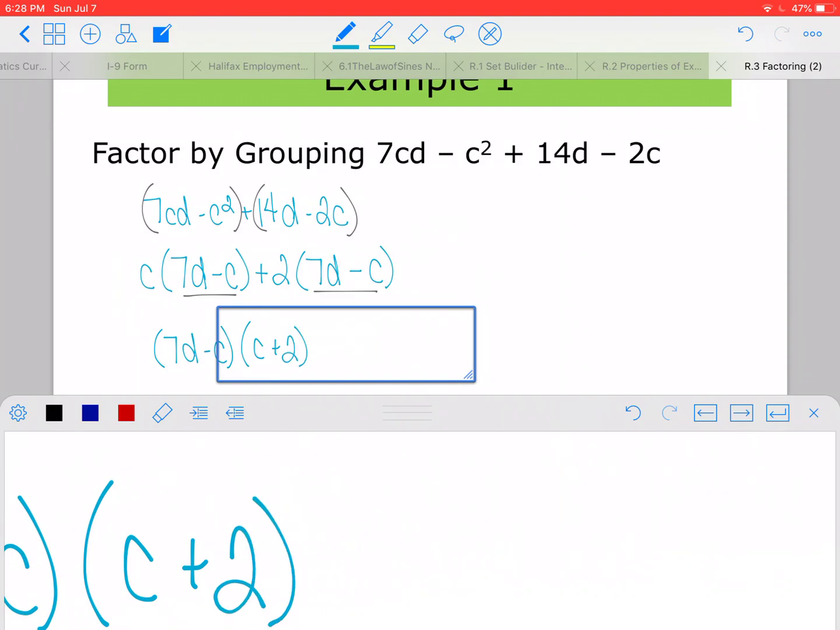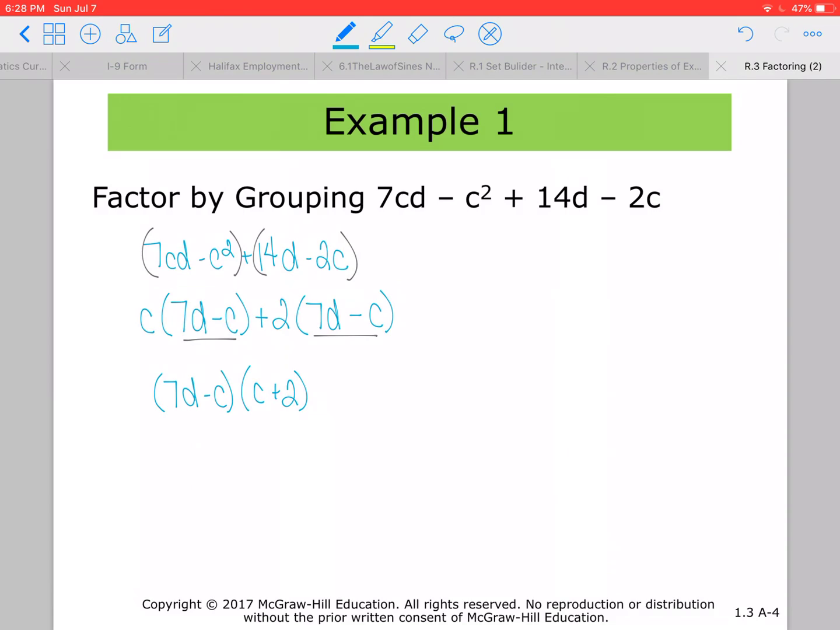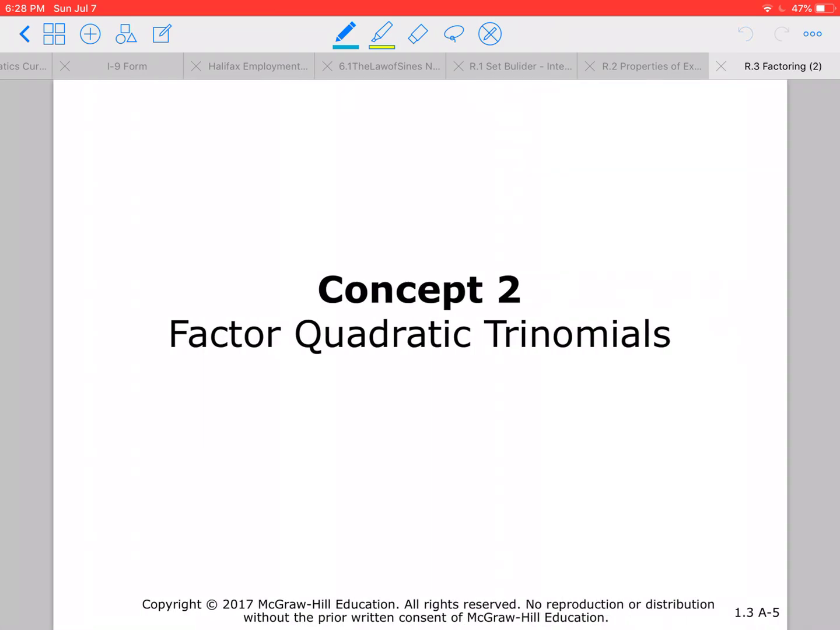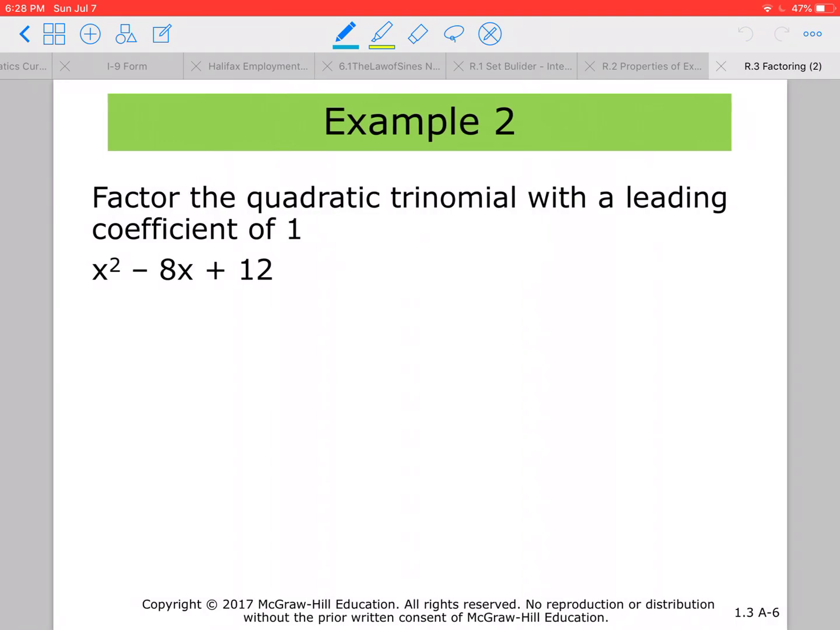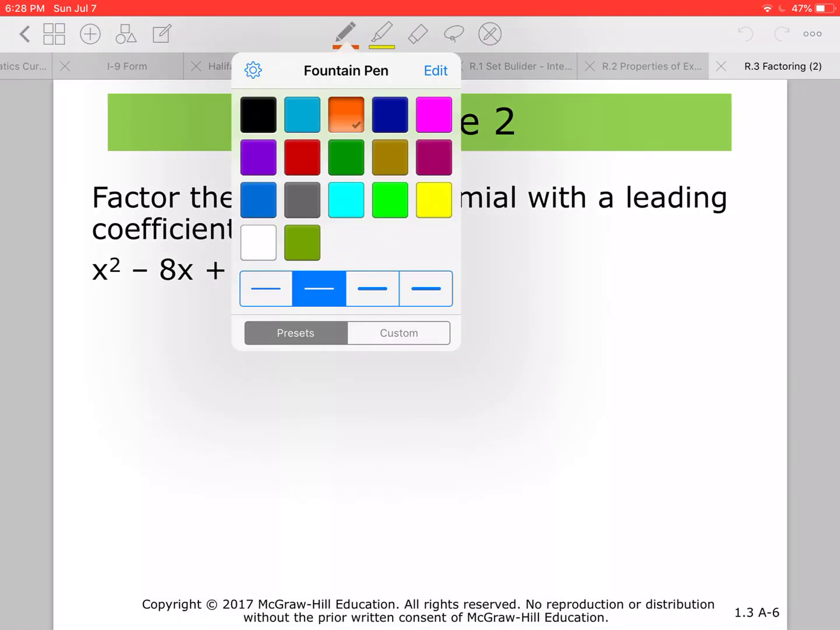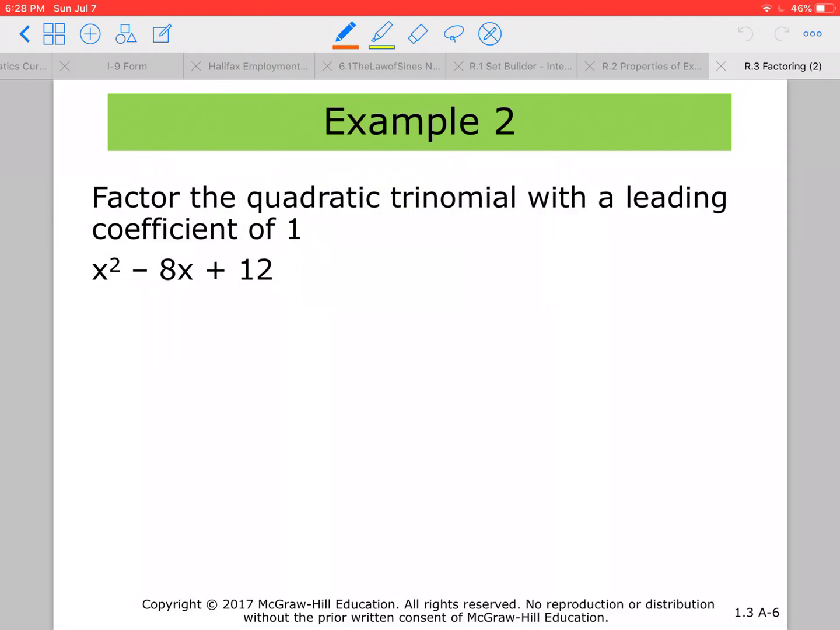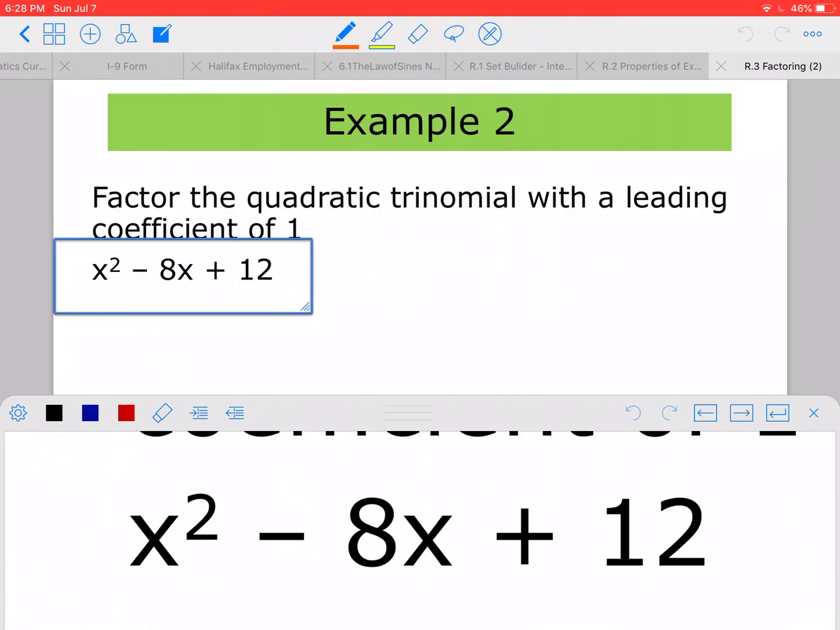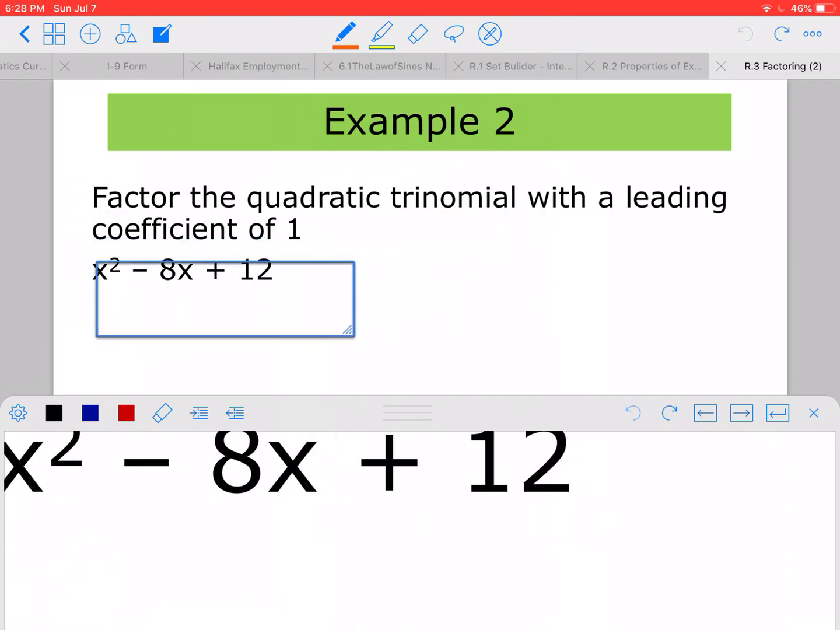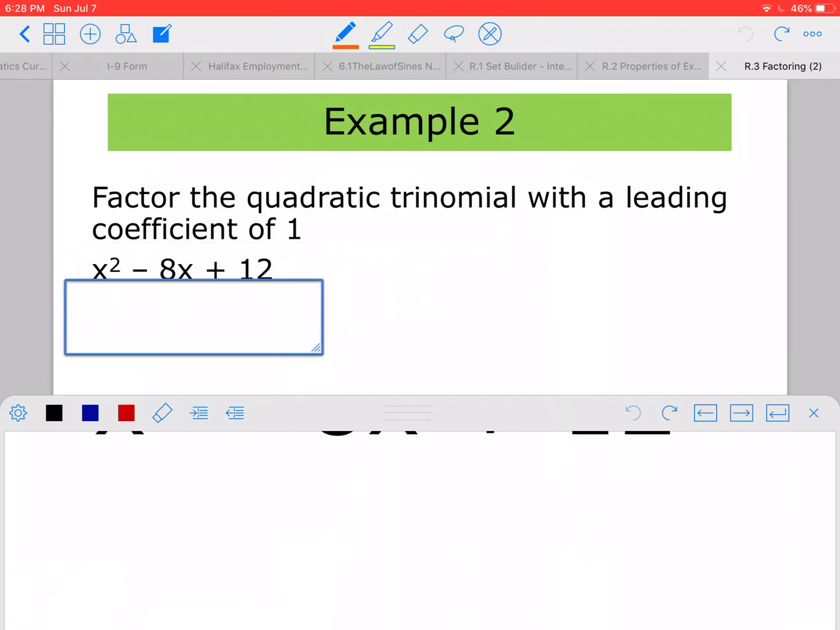So this is an example of factoring by grouping, which is what we will use with our trinomials in a little bit. So factoring trinomials. The first one here is a trinomial with a leading coefficient of 1. Basically what that means is there is a 1 in front of this x squared. There's not another number in front of the x squared. And so what we're looking at here is factoring x squared minus 8x plus 12.